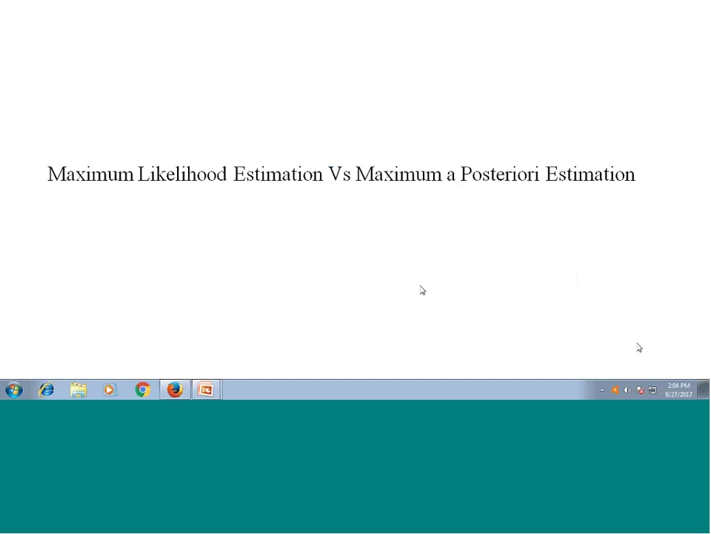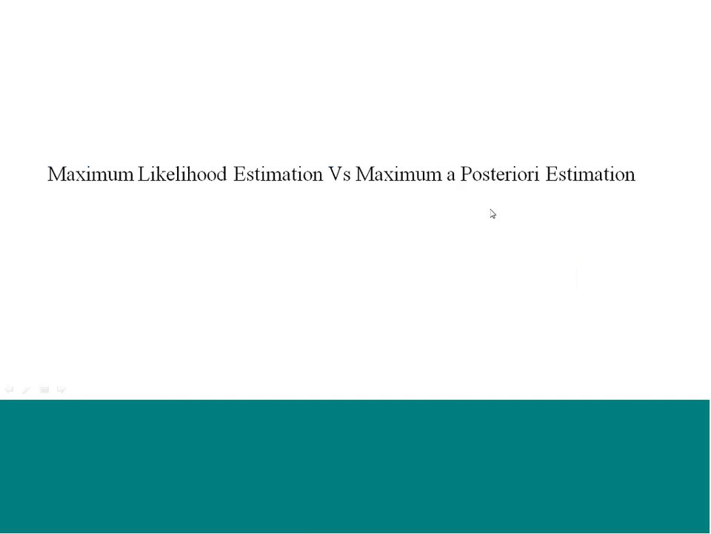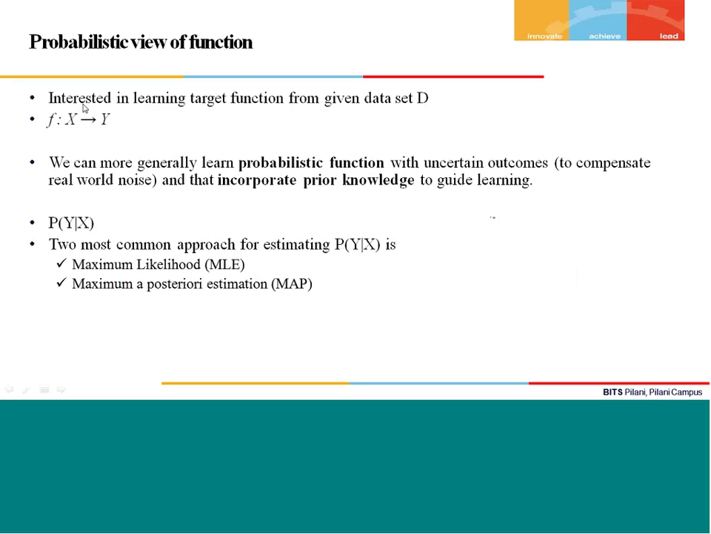So the first topic that I want to discuss is maximum likelihood estimation versus maximum a priori estimation. We already know that we were interested in learning a target function f(x), where x is mapped to some concept or value y. Throughout this lecture I will be assuming that x is a vector with d components, and each component is binary. And y is also binary, with values 0 and 1.